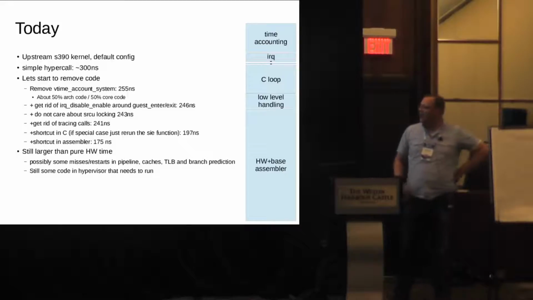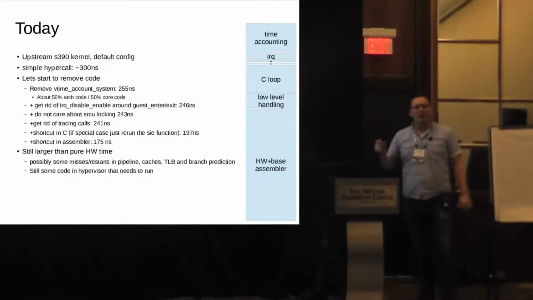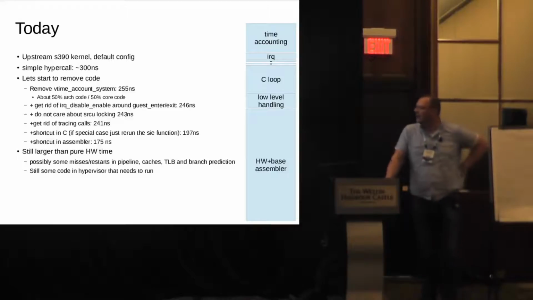Then I tried other things like removing locking and tracing. These things are really small, no big win. So then I decided to go for the big hammer. I added a shortcut in the C code: if that specific exit comes, just short circuit and go back. And hooray, another 40 nanoseconds. So interrupt handling, request handling, all dropped, and signal handling, whatever, gives you 40 nanoseconds.